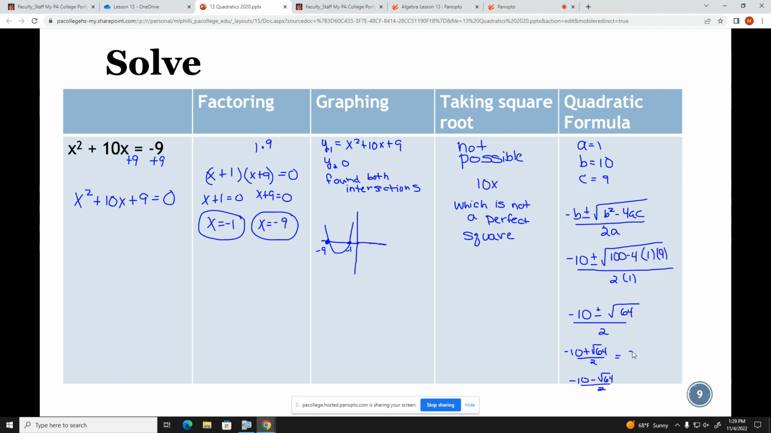This first one becomes negative 10 plus 8 all over 2. And that would simplify to be negative 2 over 2, which is negative 1. My second one is negative 10 minus 8 all over 2, which is negative 18 over 2, or negative 9. Same two answers that I got by the other methods. And so we have a problem that has 3 potential ways to be solved.